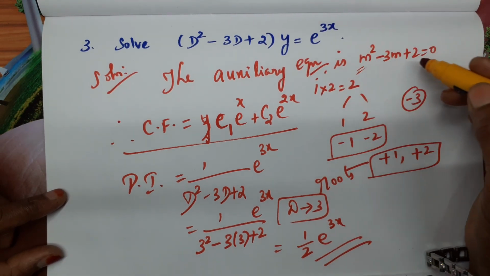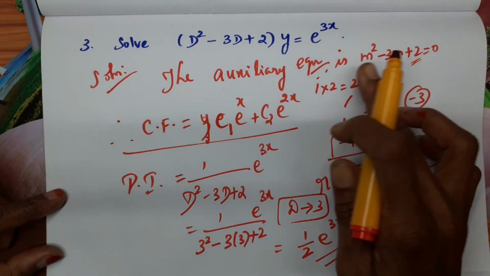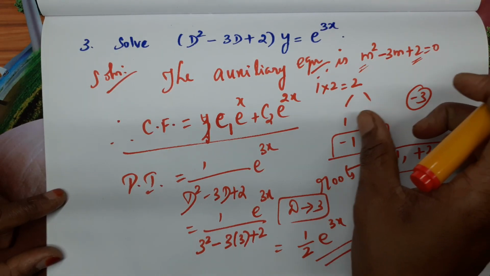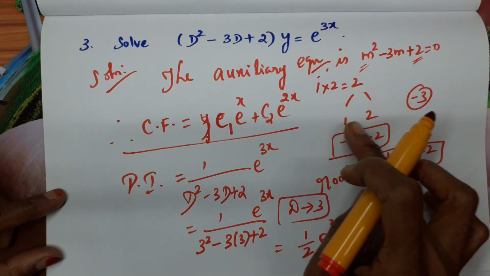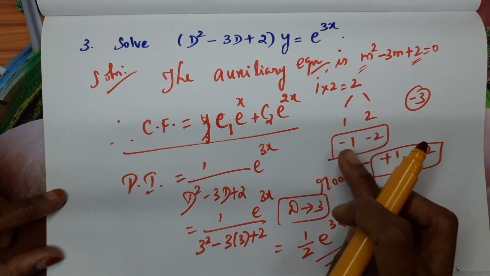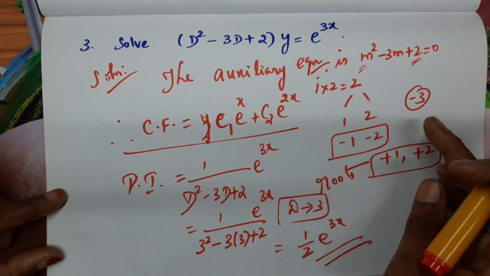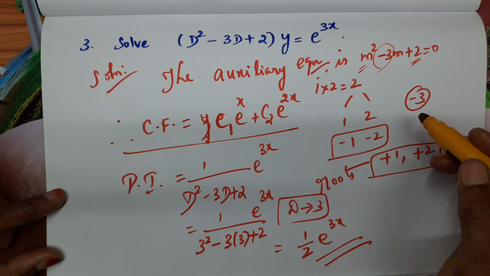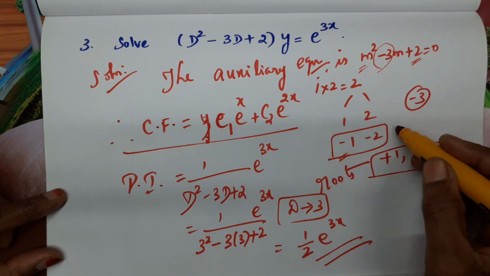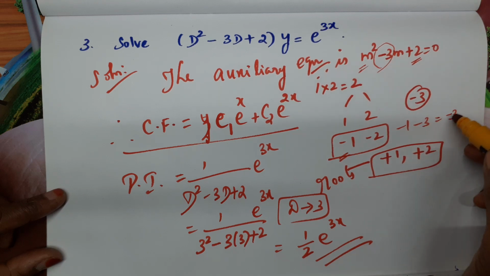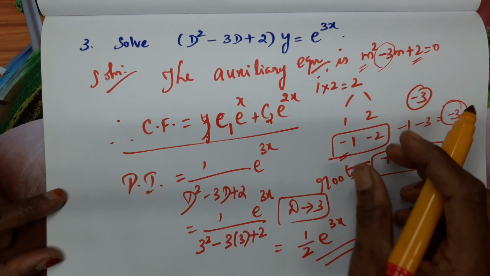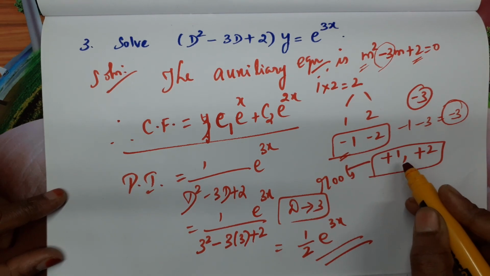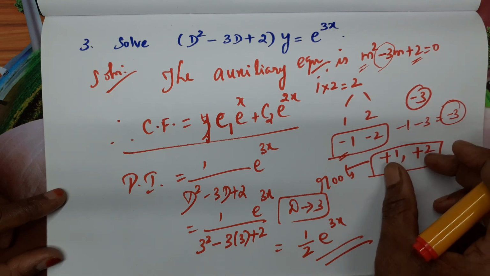On multiplying the coefficient of m squared and the constant term, with both positive, 1 into 2, that is 2. For 2, the factors are plus 1, plus 2, and minus 1, minus 2. Plus 1 into plus 2, the product is 2. Minus 1 into minus 2, the product is plus 2. Out of these two pairs, which will give the sum minus 3? When we add minus 1 and minus 2, we get the sum minus 3. So pick it out and change the sign. Since both are minus, changing the sign gives plus 1, plus 2.